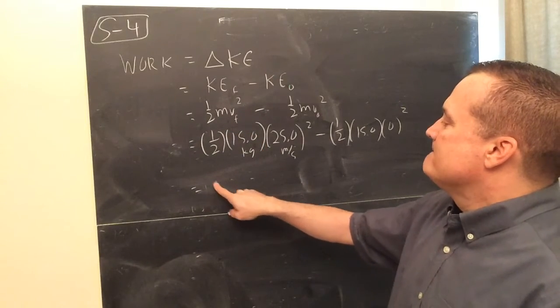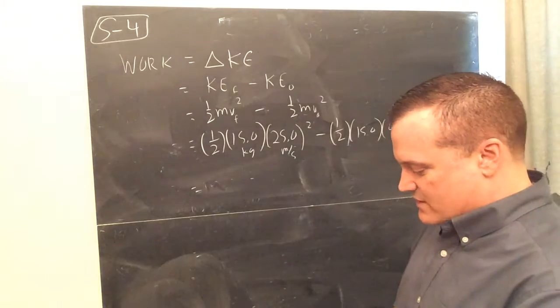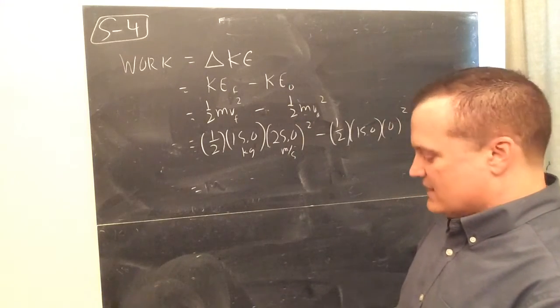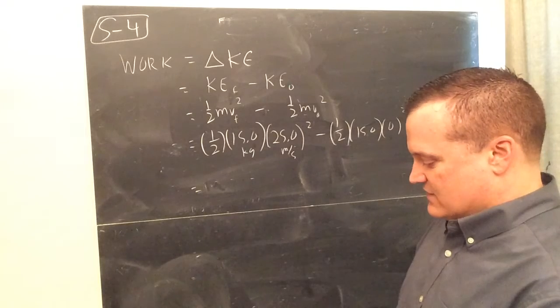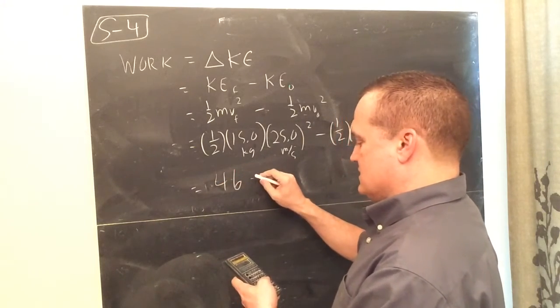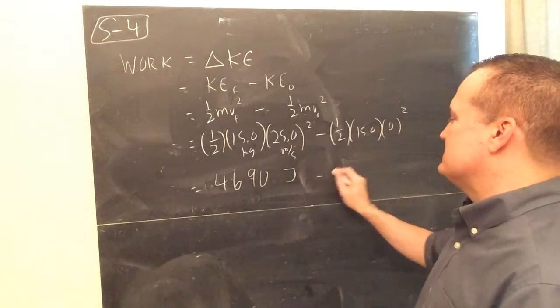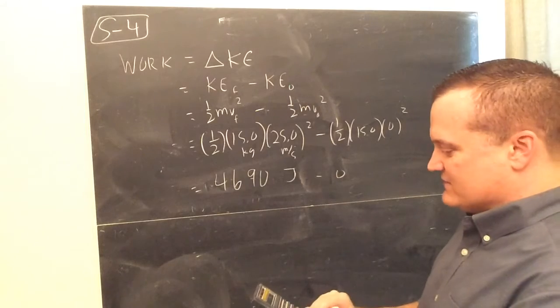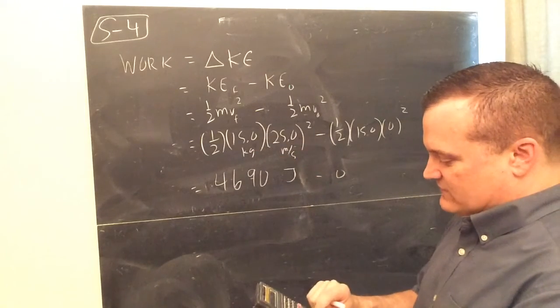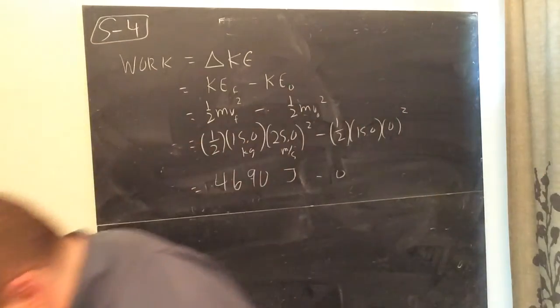And so, let's see, 1/2 times 15 times 25 squared. It's 625 times 15 and divided by 2. 4690 joules, and minus 0, so you don't even need the other one. So 25 squared times 15, then divide by 2. There it is. Okay.